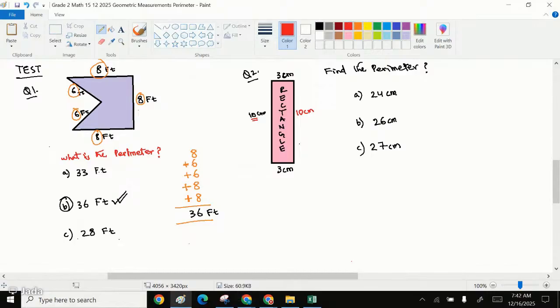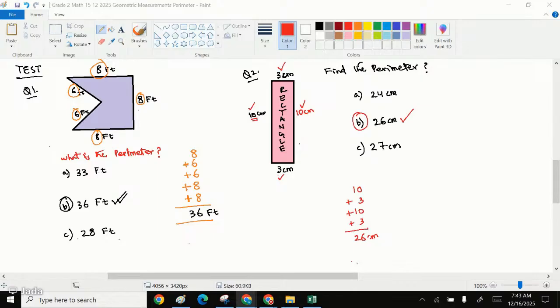I'll show you the working. We add the first side, that was 10, plus 3, plus 10, and plus 3. That means 10 plus 10 is 20, 20 plus 3 is 23, and 23 plus 3 is 26 centimeter. That means option B is the correct answer. Very good for giving me the correct answer. Okay, thank you. Let's try one more.